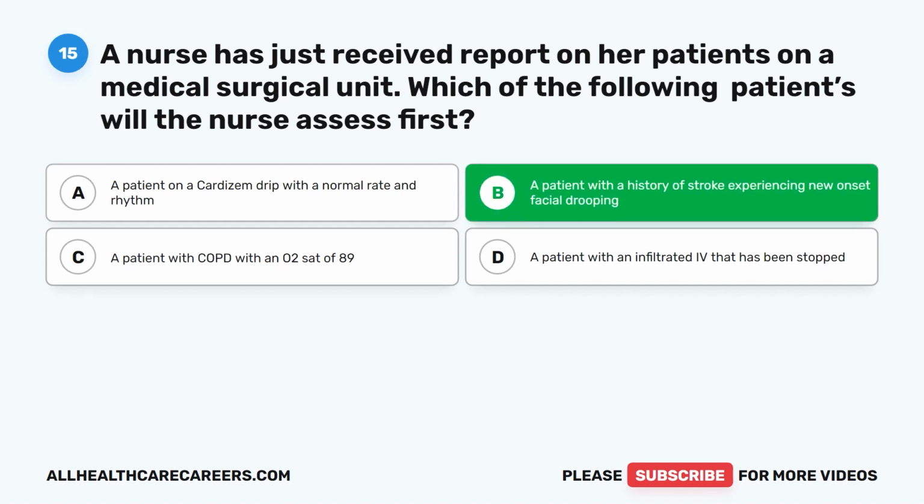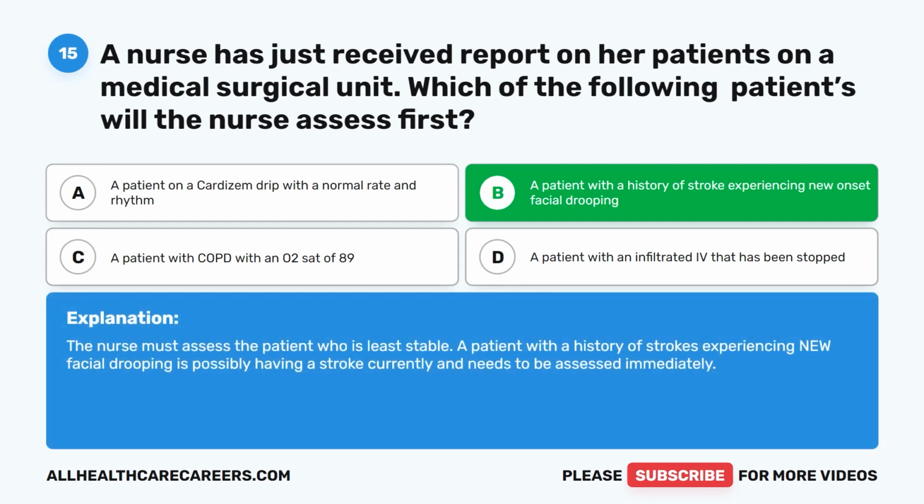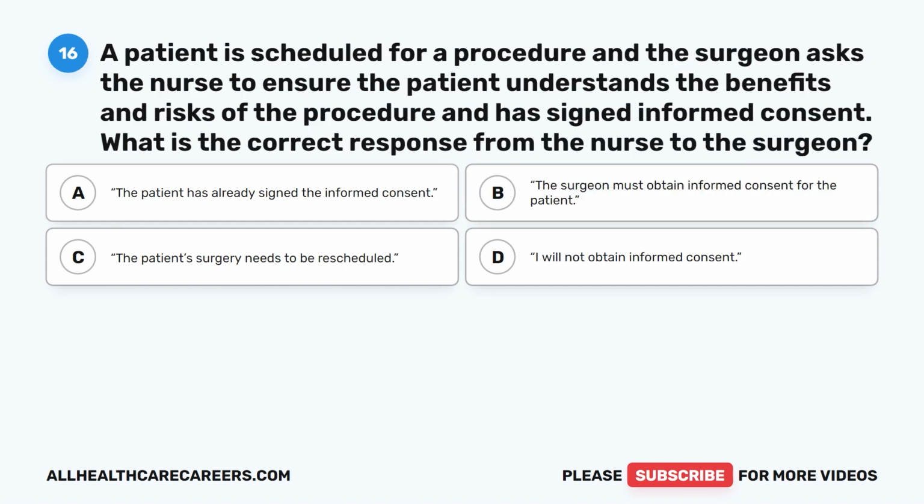The correct answer is B. A patient with a history of stroke experiencing new onset facial drooping. The nurse must assess the patient who is least stable. A patient with a history of strokes experiencing new facial drooping is possibly having a stroke currently and needs to be assessed immediately.